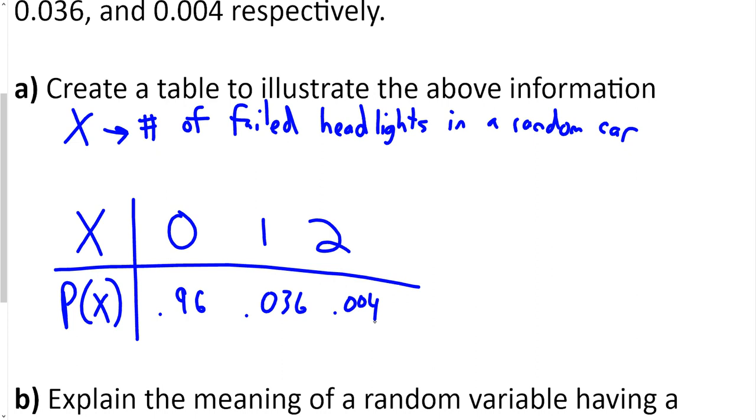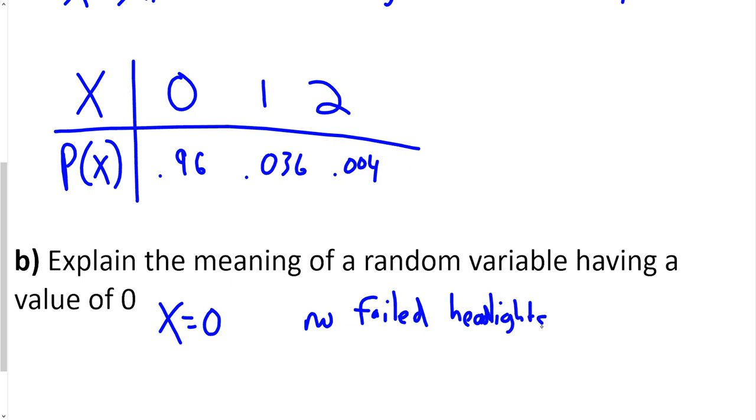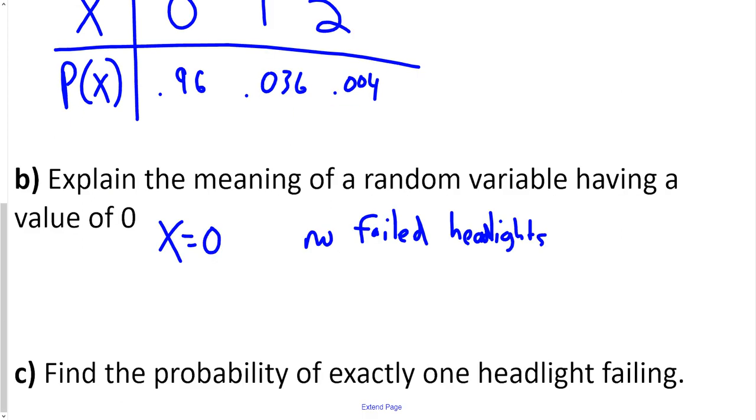So if you have that information, explain the meaning of the random variable having value of 0. X equals 0. Well, same deal. No failed headlights. Both work. So the car has no failed headlights. Happens a lot of the time. It's a good thing. Headlights. They both work. Find the probability of exactly one headlight failing.